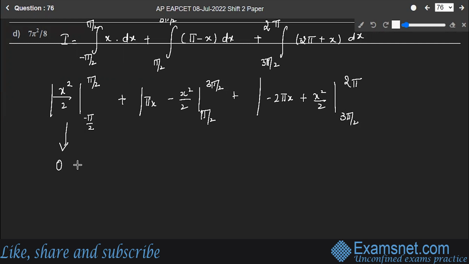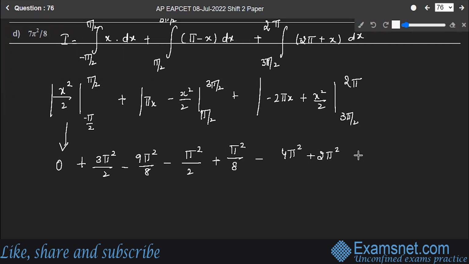I'm just writing it down: 0 plus 3π²/2 minus 9π²/8 minus π²/2 plus π²/8 minus 4π² plus 2π² plus 3π² minus 9π²/8.